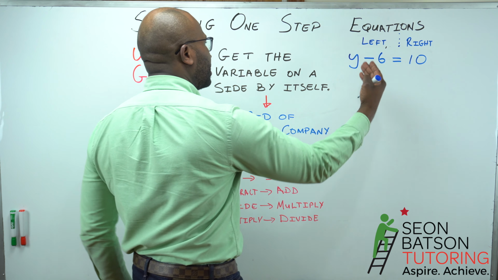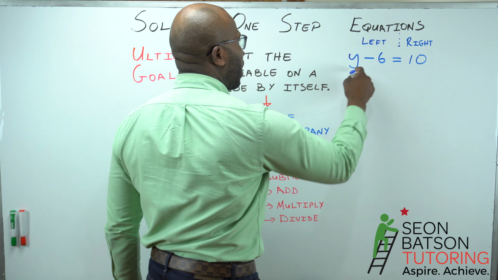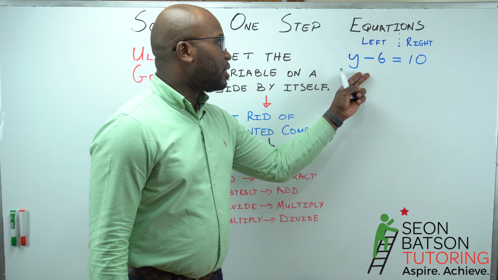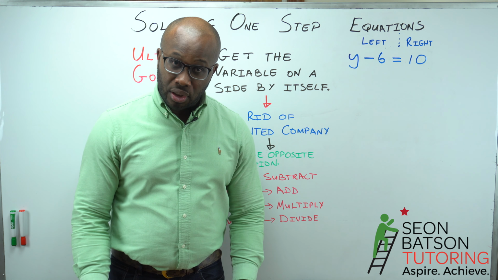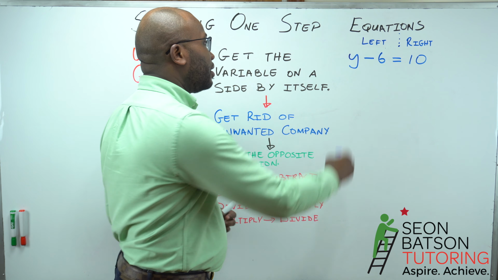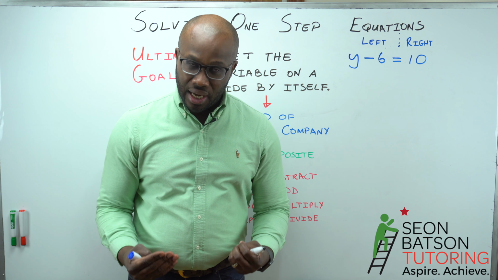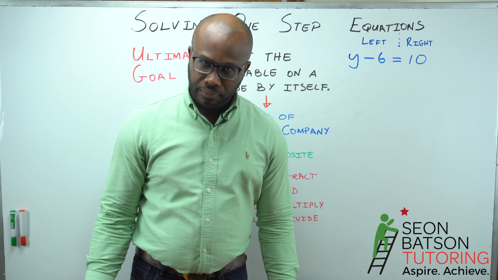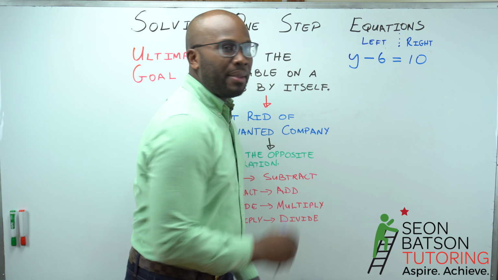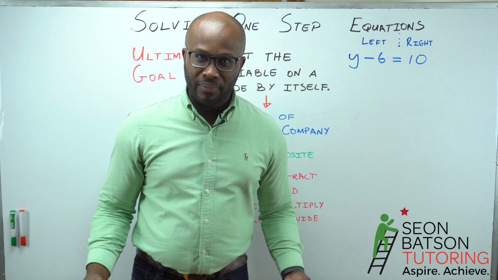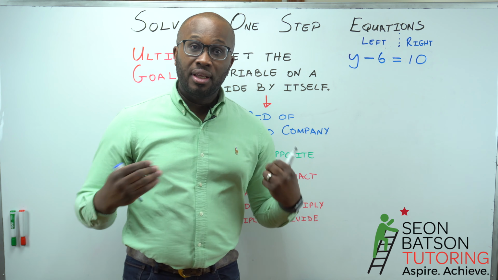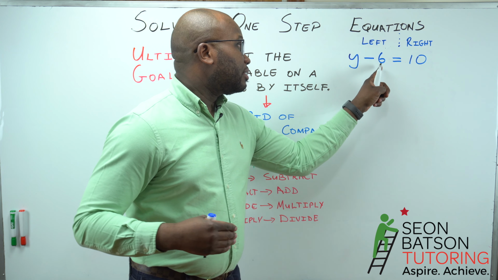Our variable in this example is y. Y is on the left side of the equation. So our ultimate goal will be to get the y on the left side by itself. Now, to get the y by itself, we will have to get rid of an unwanted company. In this example, the unwanted company is this 6.